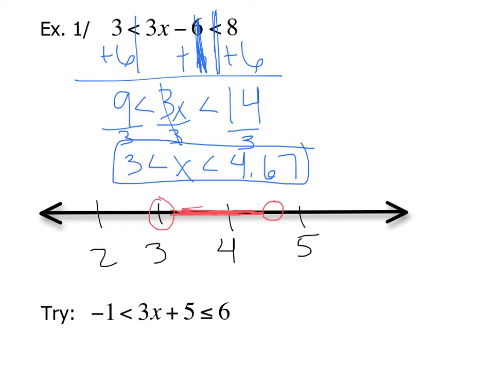Now let's say you didn't remember that. Again, you can always check yourself by looking at the inequality. Look at the x. Is the x greater than the 3 or less than? It's greater than the 3. So I know that I'm going to shade right. And if I go over here, is x less than 4.67 or greater? It's less than. So I know I'm going to shade to the left. So shading right, shade left. You know that it's connected.